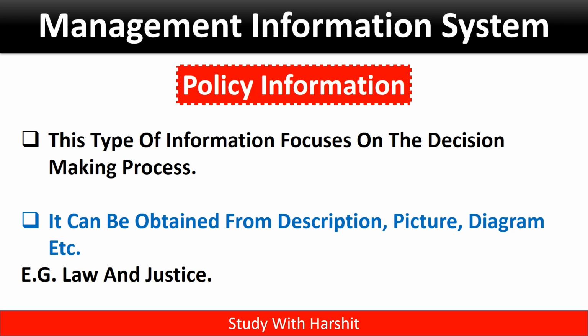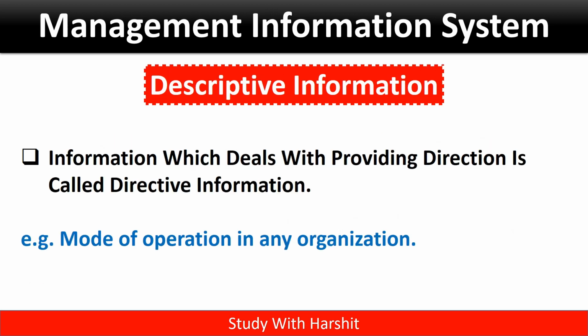Policy information. This information focuses on the decision making process. It can be obtained from description, picture, diagram, etc. Example: law and justice. Directive information. Information which deals with providing direction is called directive information. Example: mode of operation in any organization.